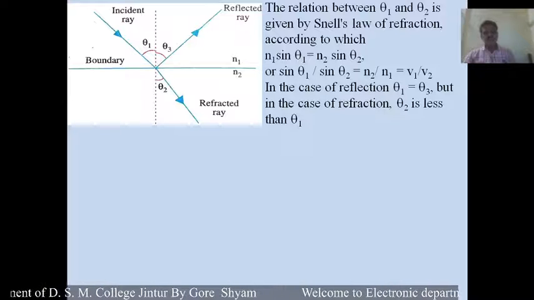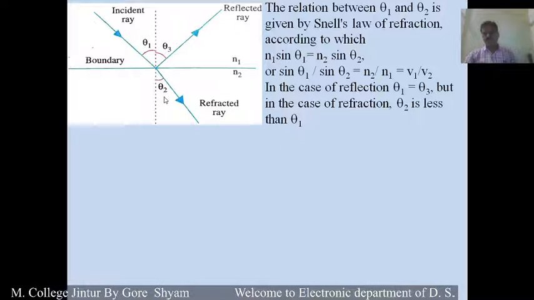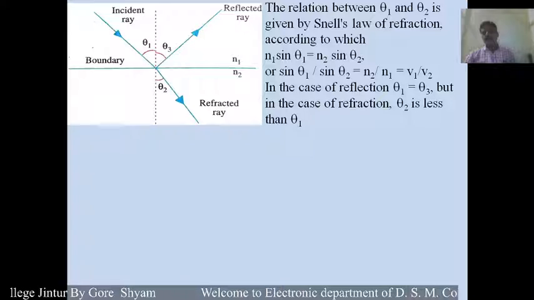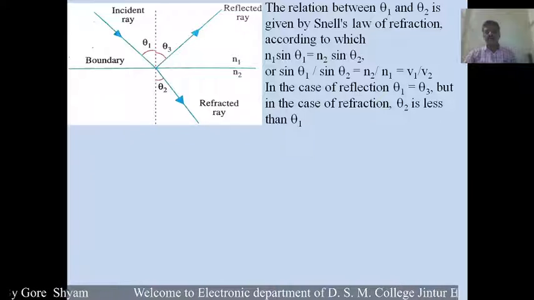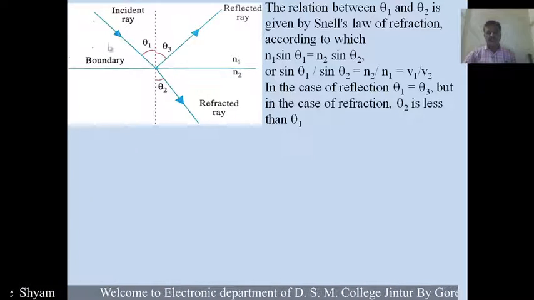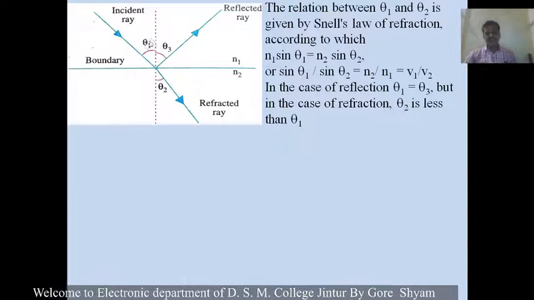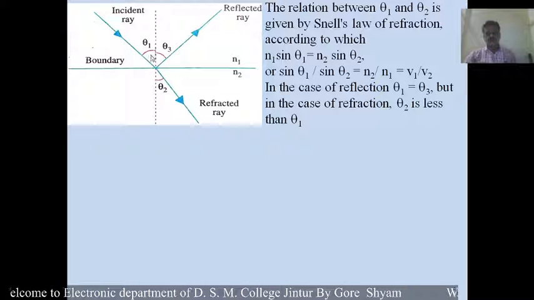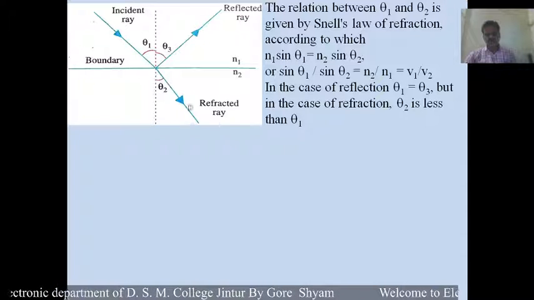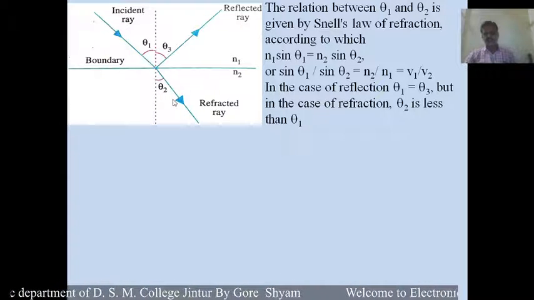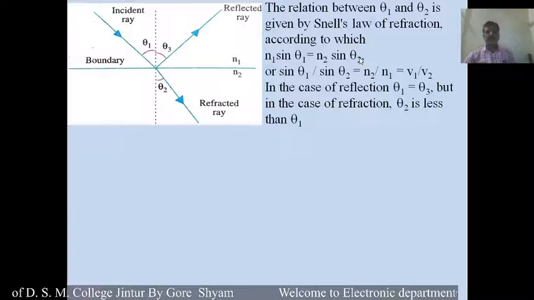Okay, and there is a relation between these two angles, that is the angle of incidence and the angle of refraction, which is given by Snell's law. And according to Snell's law, n1 sin theta 1, where n1 is the refractive index of this medium, that is the rare medium, the sine of theta 1 into the refractive index of this medium is equal to the sine of theta 2 into the refractive index of this medium. Therefore we can say n1 sin theta 1 is equal to n2 sin theta 2.